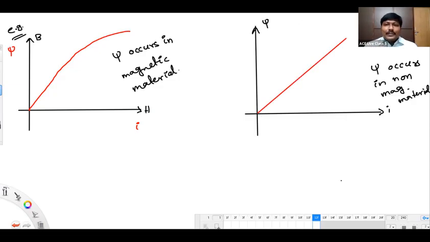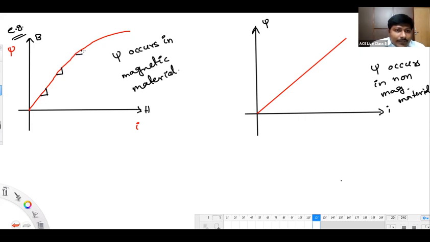Tell me please. Whatever the slope of the curve we have here, psi versus I, can I say that as the inductance value? Nobody is responding. All of you getting this? All of you clear till now? Very basic concept I am discussing here.